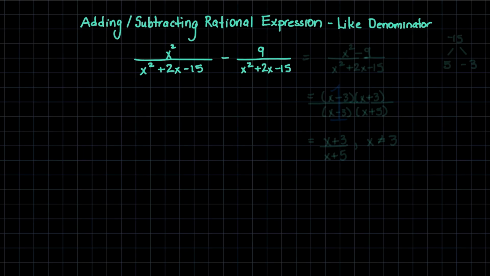x squared all over x squared plus 2x minus 15, minus 9 over x squared plus 2x minus 15. Now, even though the denominator looks a little complicated, just remember it's some equal parts. That's all you need to keep in your head. And we're subtracting from it something with the same sized equal parts, which means we can go ahead and subtract straight across and keep the denominator the same.